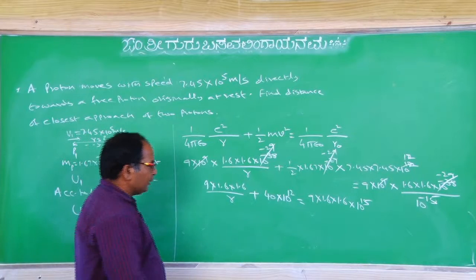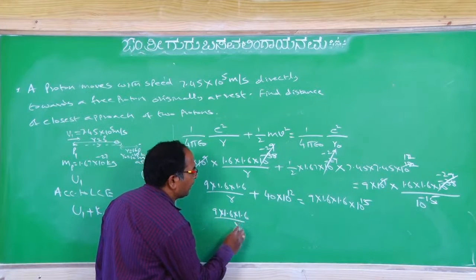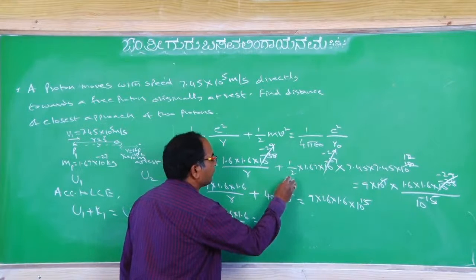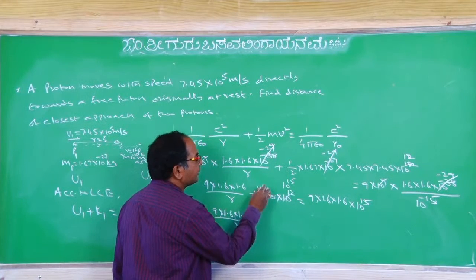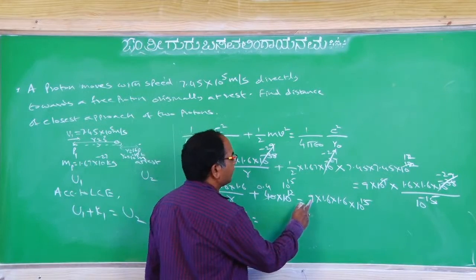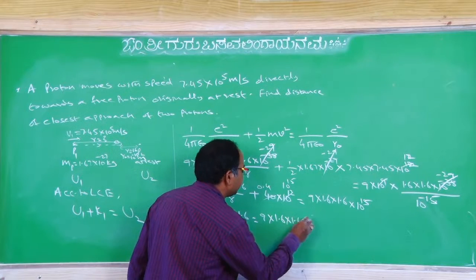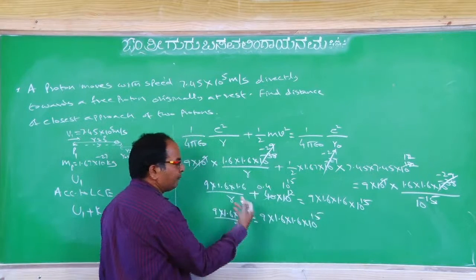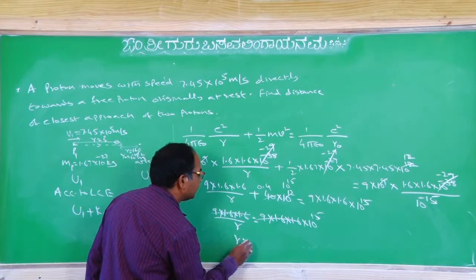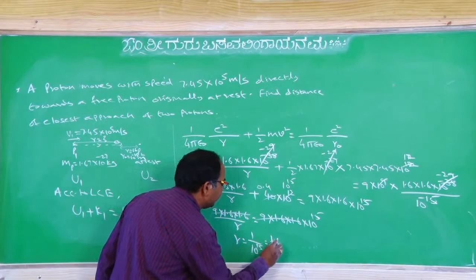So here 9 into 1.6 into 1.6 by R is equal to, here, 10 to the power of 15. So this 10 to the power of 15 means this will become how much? 0.4. Approximately that is 9 into 1.6 into 1.6 into 10 to the power of 15. Why? Because 0.4 is negligible. So here these three cancel. So R is equal to 1 by 10 to the power of 15, approximately 1 Fermi.